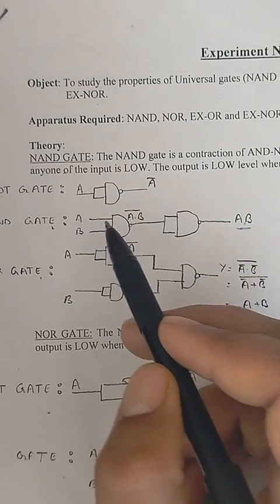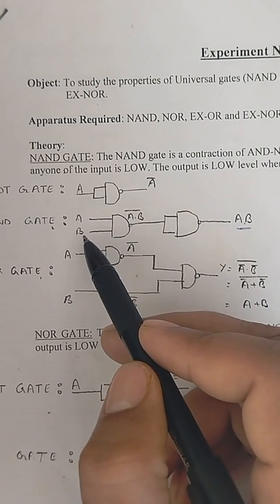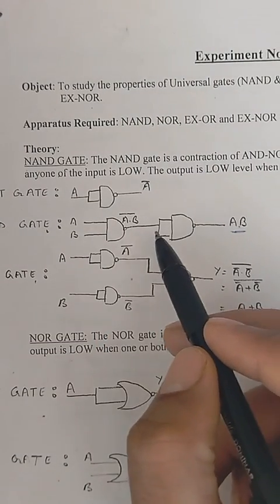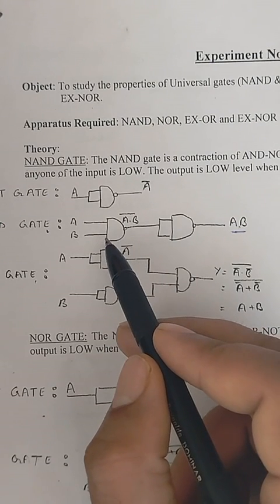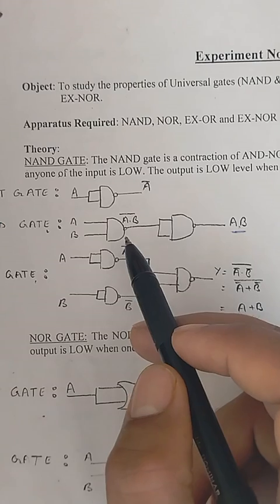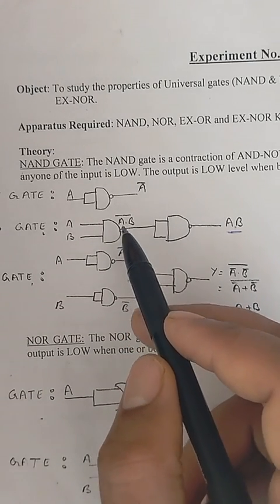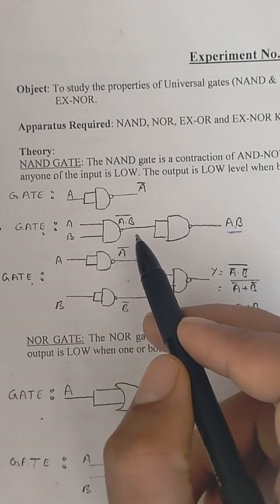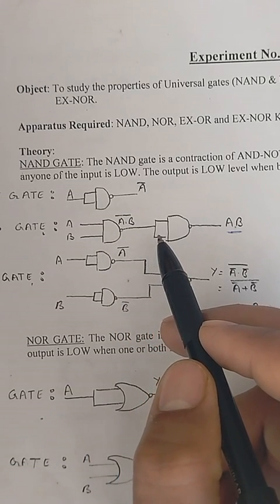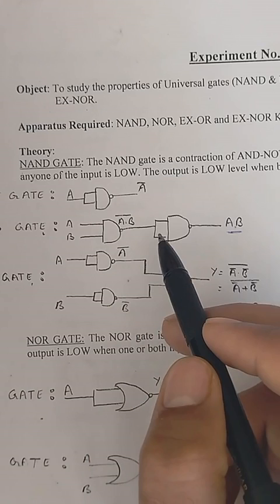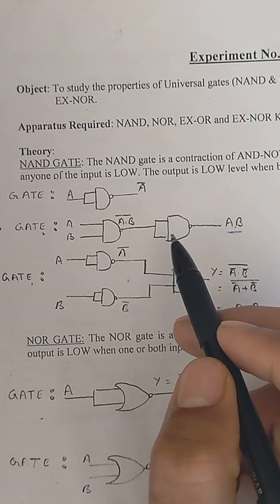First, when you apply the first input and second input here, the output of this NAND gate will be (A dot B) bar, because the NAND gate is a combination of AND and NOT gate. Now the output of this NAND gate we will apply to the input of this gate.